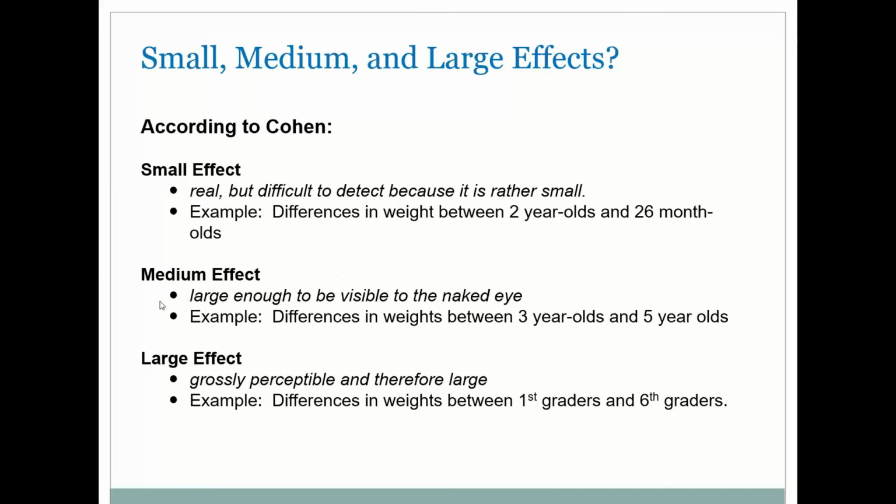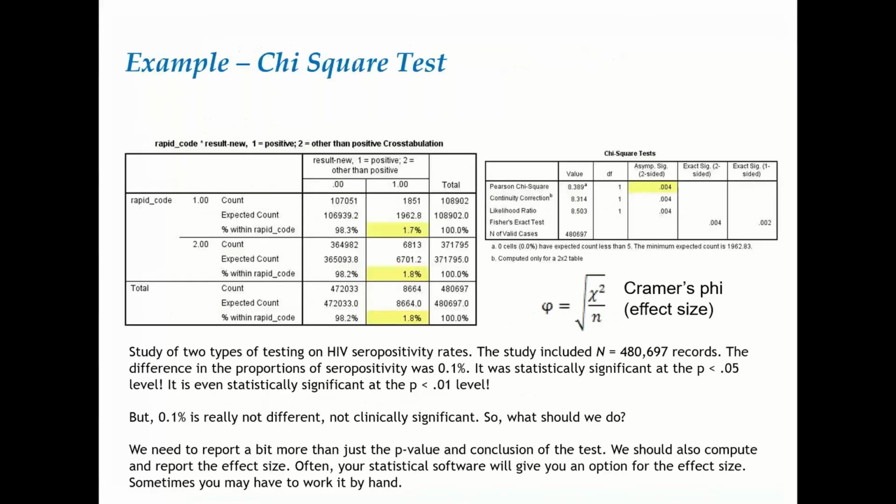Medium effect, it's large enough to be visible to the naked eye. So differences in weight, say between 3-year-olds and 5-year-olds. Okay. Or you have some other measurement and you go, oh my gosh, that's a big difference in scores there. Maybe you're looking at depression scores or happiness scores or something, but you visibly can see it, right? And then a large effect is grossly perceptible and therefore large. An example might be differences in weights between first graders and sixth graders. No way are they even close, right? Those are different generalities of some effect sizes.